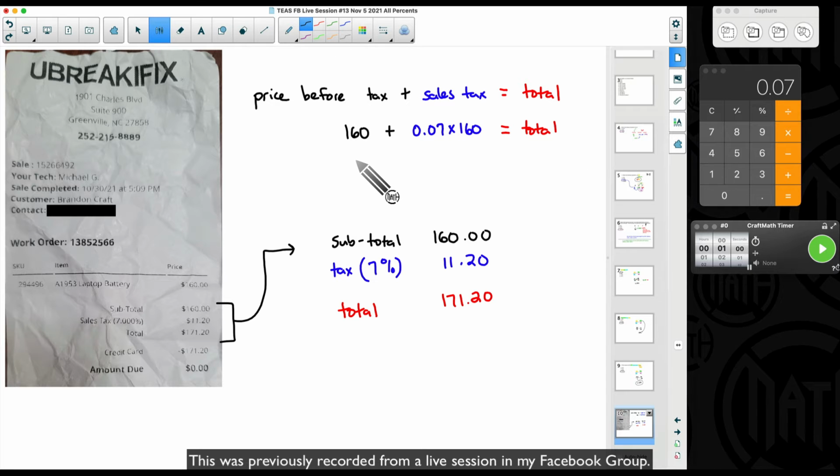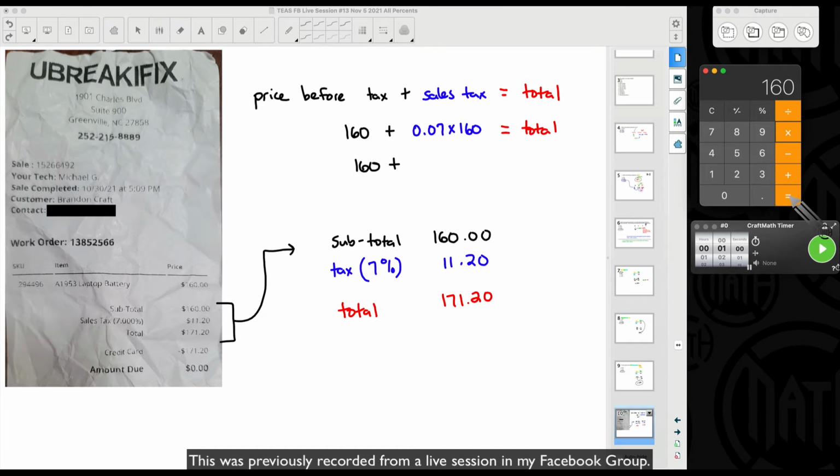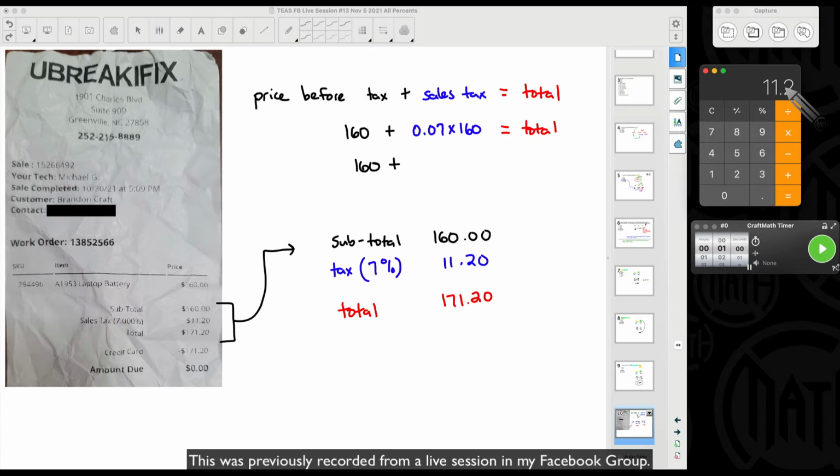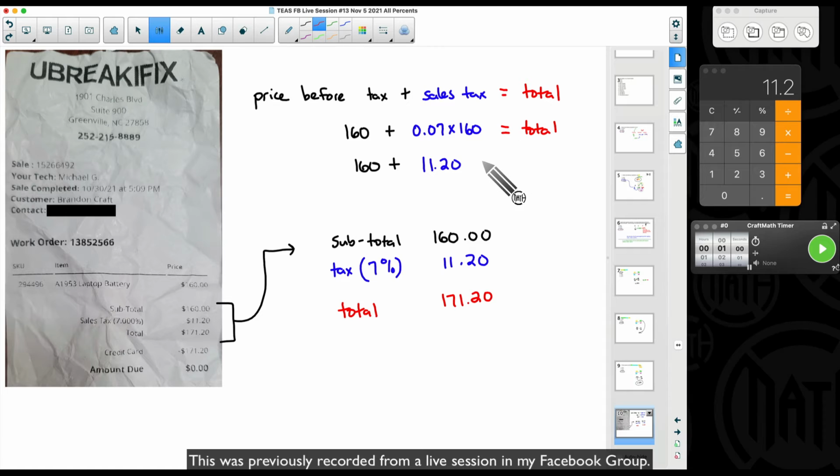Let's take the 160 plus, let's take 7%, 0.07, times your subtotal. We get 11.2. That is not $11.02. That is $11.20. So you can see where these numbers are really coming from on this sales receipt. And then obviously if we add these two things together, that's where the 170.20 comes from.